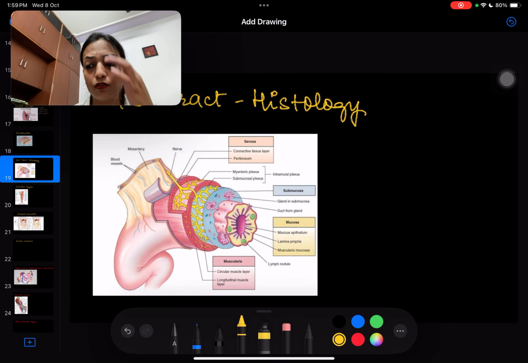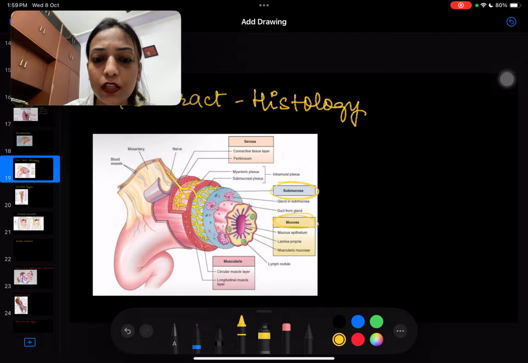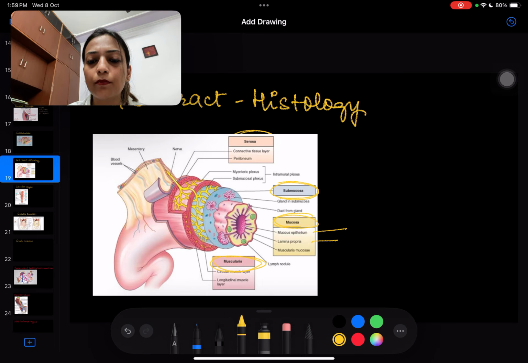GI tract histology. It is such an easy thing. All we need to know is that there is mucosa. The innermost layer is the mucosa. Then there is the submucosa. Then there is the muscularis, and then there is the serosa, right? Now the mucosa is again divided into three parts: the epithelium, lamina propria, and muscularis mucosa.